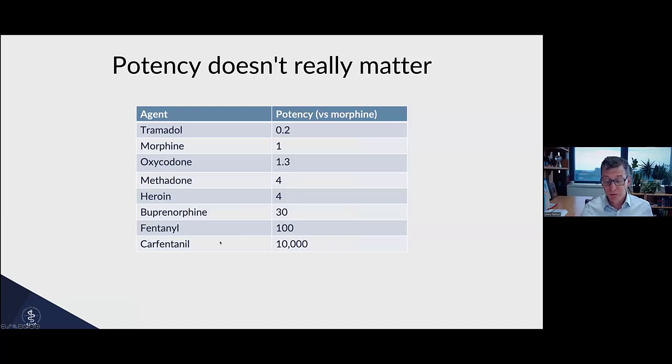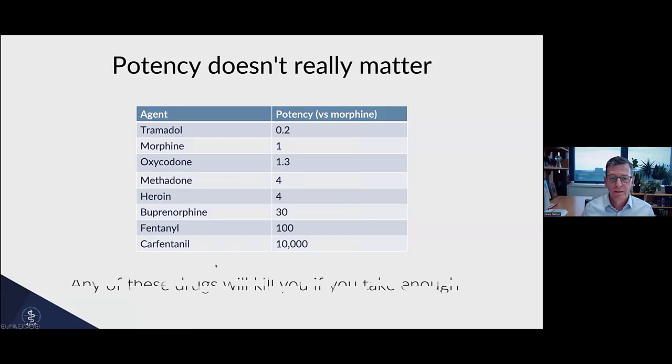But potency, despite all the discussion about it, has very little influence on anything. It probably doesn't really matter, because if you look at every one of these drugs listed on this graphic, they can all kill you if you take enough, right? Obviously, it takes a lot less physical amount of carfentanil to kill you than it does tramadol, because it's much more potent. But all of these can be lethal, right?